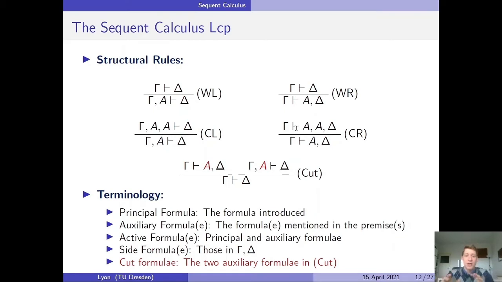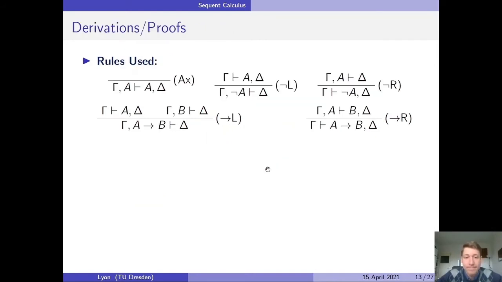Now, I mentioned just a moment ago that oftentimes we want to show that the cut rule is redundant. And this is an important part of showing that your calculus is complete. So when we're proving this fact, we oftentimes want to differentiate between the auxiliary formulae which are used in cut and the auxiliary formulae of other rules. And this is why the auxiliary formulae in the cut rule get a special name. They're called cut formulae.